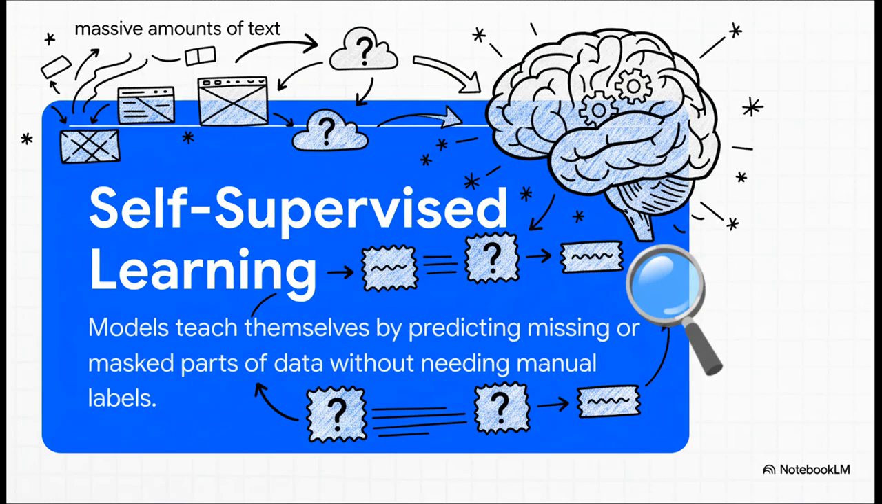So, that huge initial training, it happens through something called self-supervised learning. The model is just fed a mind-boggling amount of text from the internet, and it basically teaches itself by playing a giant game of fill-in-the-blank. It's constantly trying to predict missing words. This is how it learns the fundamental patterns of language and knowledge all on its own.